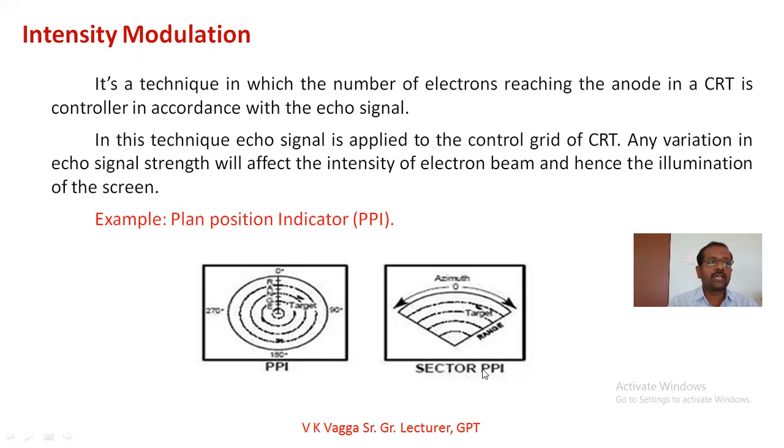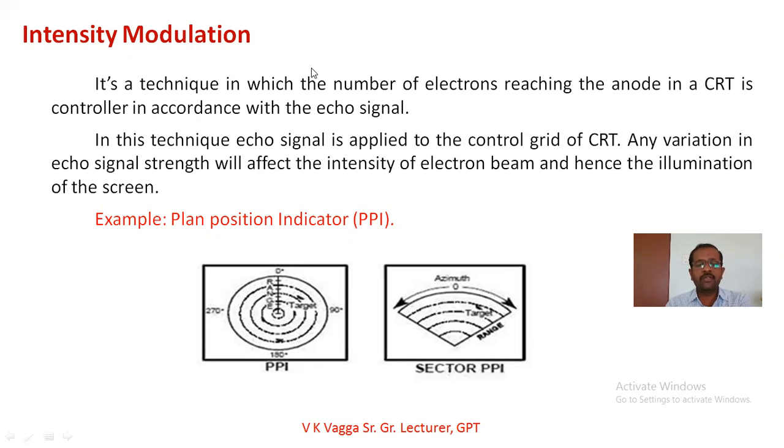According to the application you are using, and according to the display system available, it is going to display the signal in terms of intensity. It itself is called intensity modulation. What is important is that the reflected signal is applied to the control grid of the CRT. It is going to control the entire signal, and it gets displayed on the screen. This is about the intensity modulation.